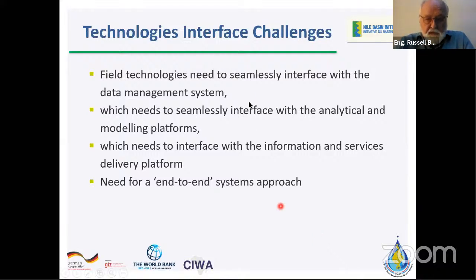Of course, your data management system has to interface easily and efficiently with your analytical modeling platforms, as well as with your information and service delivery platforms. So the concept here is we need to be thinking about deploying these technologies in an end-to-end systems approach if we want to gain the benefits of these technologies.